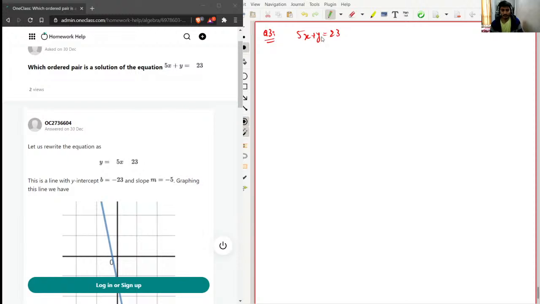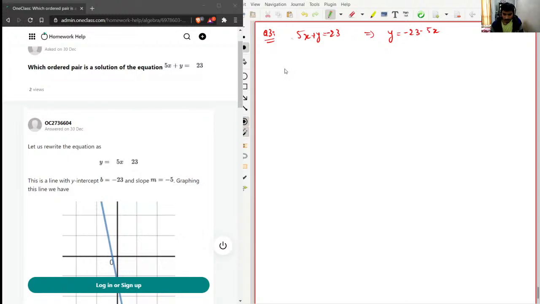What we'll do is solve for y here. So I'll subtract 5x from both sides and it will become y equal to, oh, it is minus 23 here basically. It will be y equal to minus 23 minus 5x.